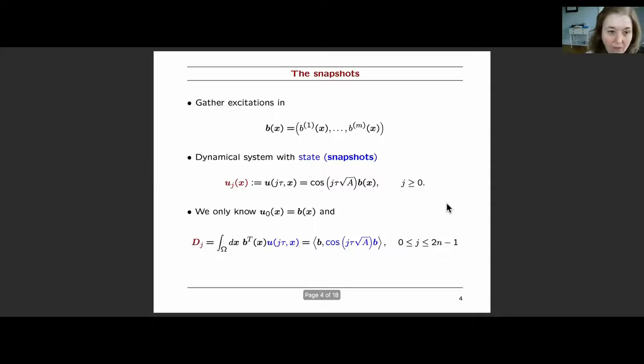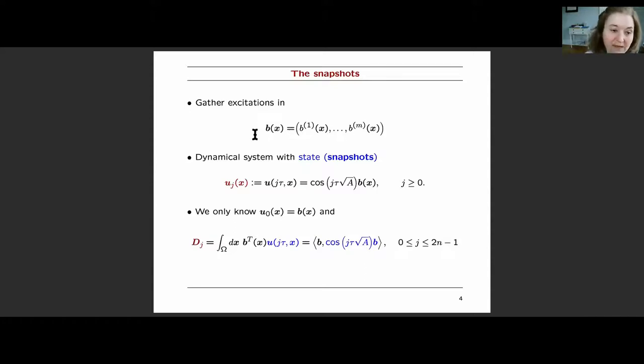Now, since we have M excitations, we are going to group them all together in this vector B, which is the initial state for our dynamical system that we will define. This way we get rid of some indices. So we don't have these source indices anymore, but now we have to understand that we are doing operator calculus with blocks. So eventually we will do block algebra.